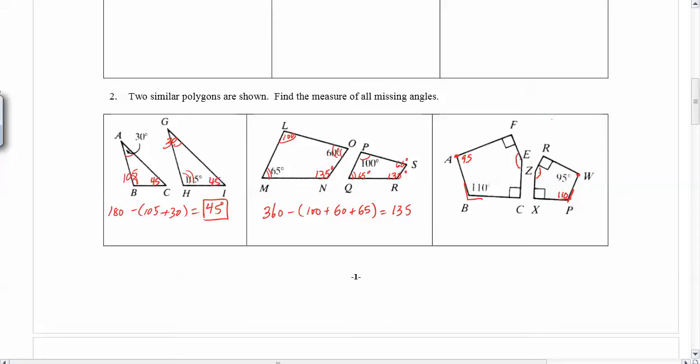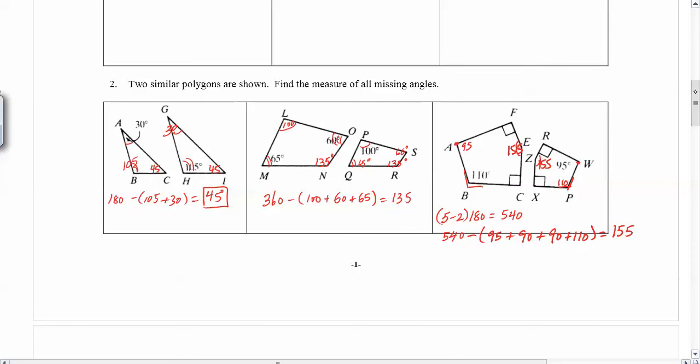And so this one has 5 sides. So to get the total degrees, we'll do 5 minus 2 times 180, which is 540. And then we can subtract out from 540 all the angles that we do know. So minus 95 plus 90 plus another 90 plus a 110. And so then there we end up with 155 degrees. So then this angle is 155 and this angle is 155.